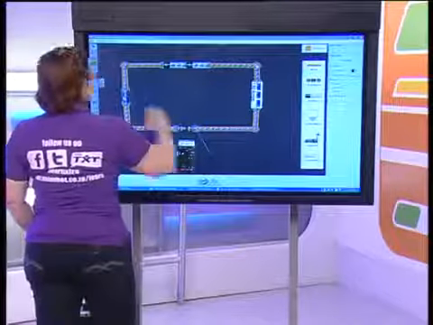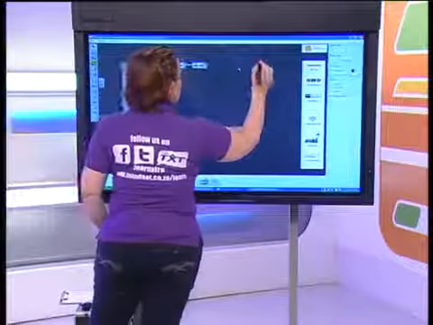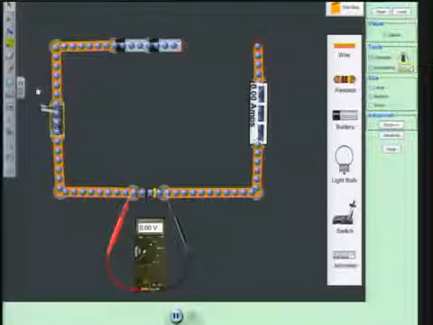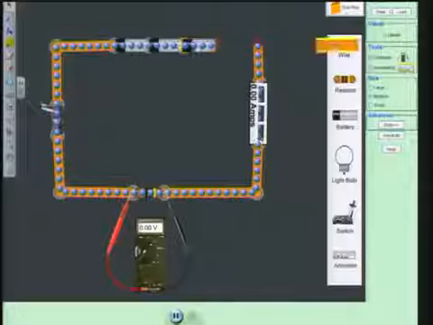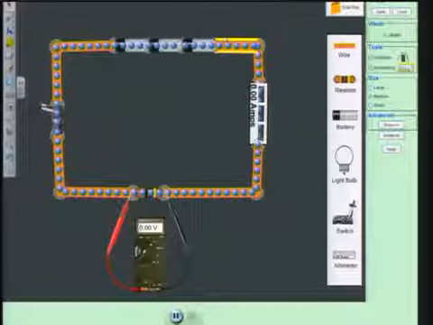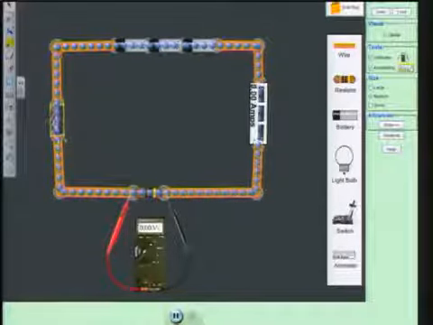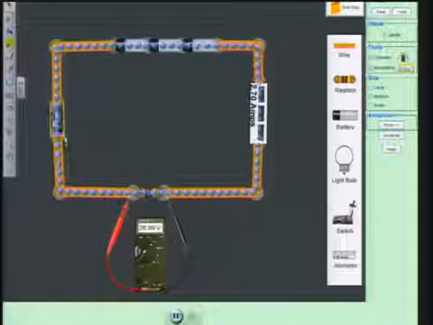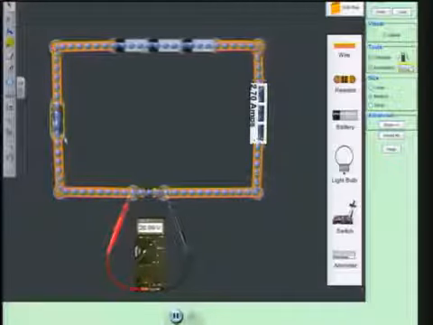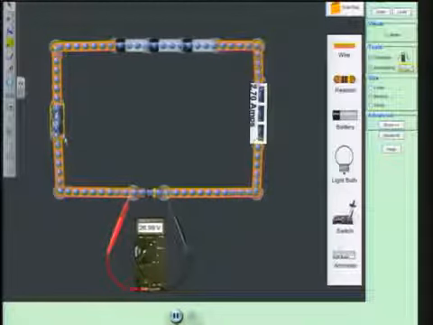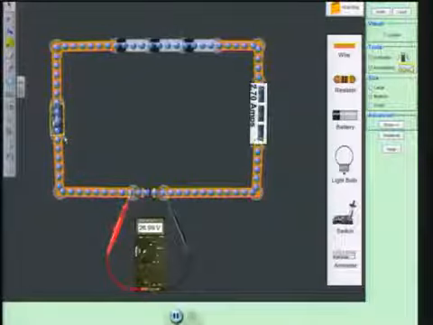Let's quickly add in another cell. Let's switch this off. I'm going to add in another cell and another set of wires. Let's switch it on. Now it's starting to go a little bit faster, a little bit more exciting. What's happening here is we get 2.7 amperes and 26.99 volts.